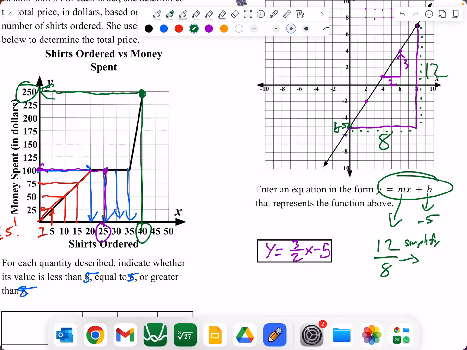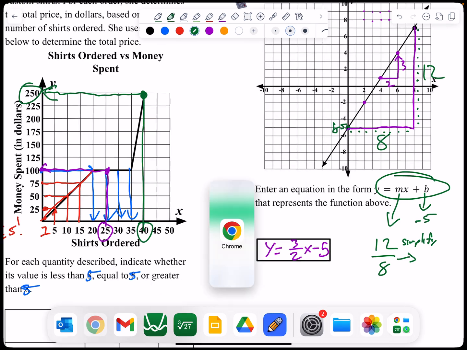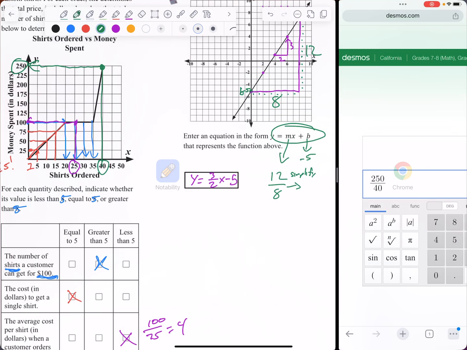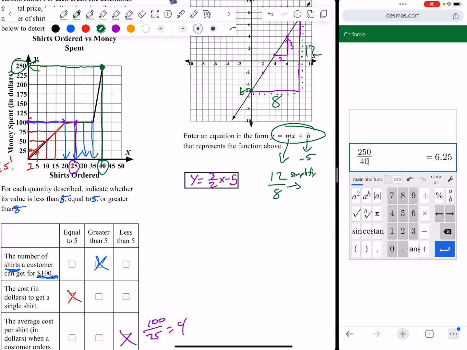And you're like, well, what goes into it? I'm going to show you how I would do it on my calculator. So let's see if this one makes it easy. 12 divided by 8 is 1.5. So I could have said y equals 1.5x minus 5, and that would have been totally correct. And then some of you guys are like, okay, well, that's 1.5. Well, 1.5 is just 3/2, because 3 divided by 2 is 1.5. You get it? So it's a bunch of ways you could do this.